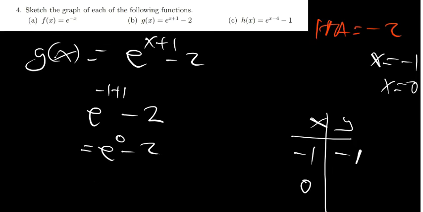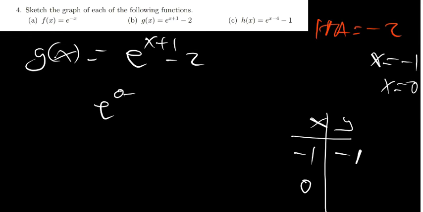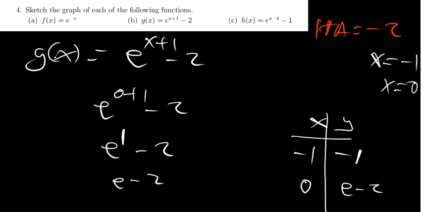I'm done with that. What if it's 0? If x is 0, what will be the value of y? So we have e to the power 0 plus 1 minus 2. So e to the power 1 minus 2. So it's going to be e minus 2. You just put e minus 2 because we don't use the calculator here in this case. So e, we are saying, is approximately 2.17, somewhere there. So we expect e minus 2 to be 0.178, somewhere there.